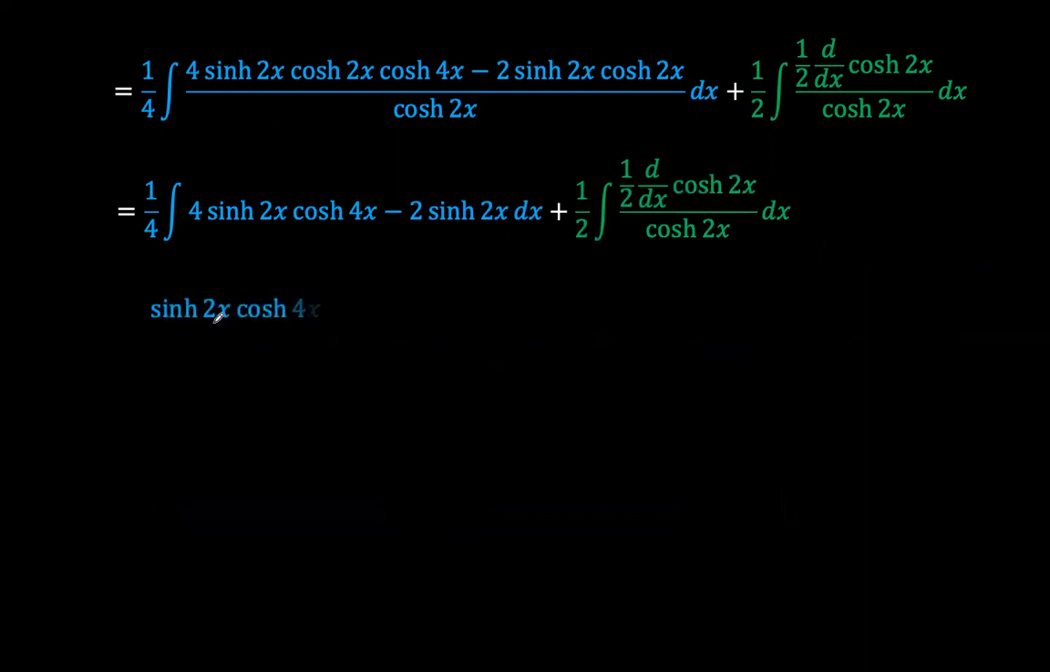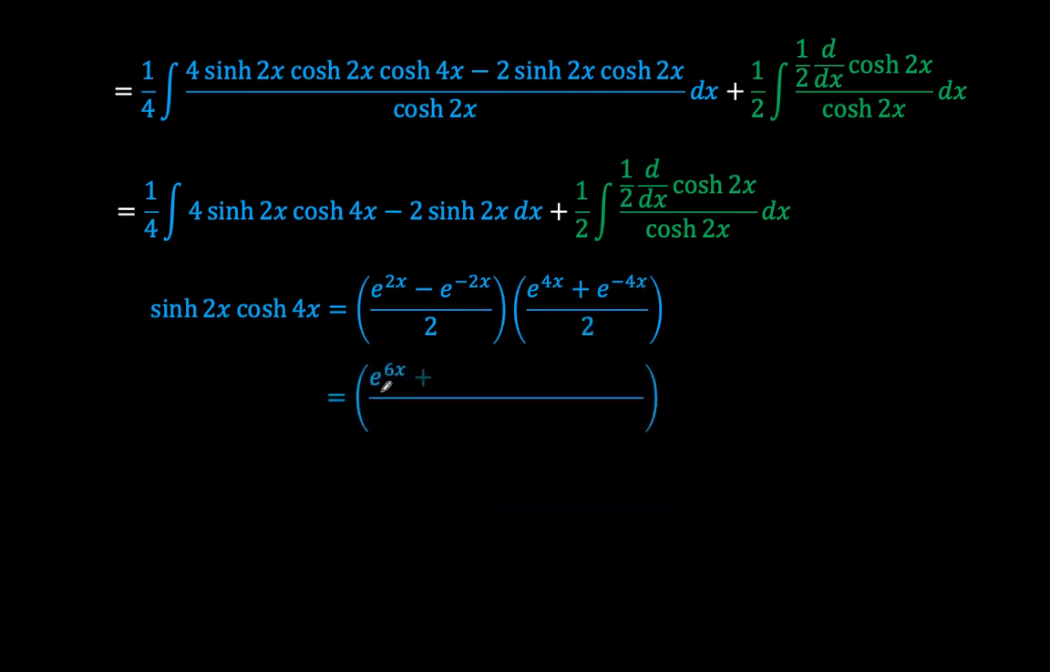Now since sinh 2x cos 4x is the same as e to the power 2x minus e to the power negative 2x over 2 times e to the power 4x plus e to the power negative 4x over 2. And so when you multiply that together, we have this times this, we have e to the power 6x, and then this times this, we have e to the power negative 2x. This times this is minus e to the power 2x. And then this times this is minus e to the power negative 6x.